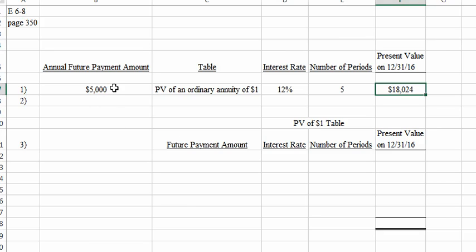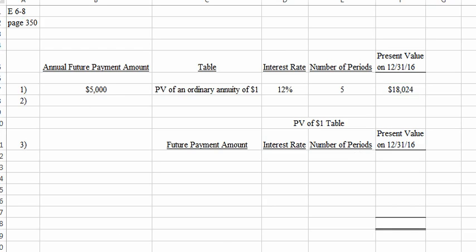So what they're saying here, if $5,000 is invested 1 year from this date, 12/31/16, so $5,000 is invested on 12/31/17, 18, 19, 20, and 21. How much is that actually worth to us today on 12/31/16? Assuming an annual interest rate of 12%. Well, if you multiply 5,000 times 5 is $25,000, but that $25,000 to be received in the future, assuming this annual interest rate of 12% is only worth $18,024 to us today. Today being 12/31/16.